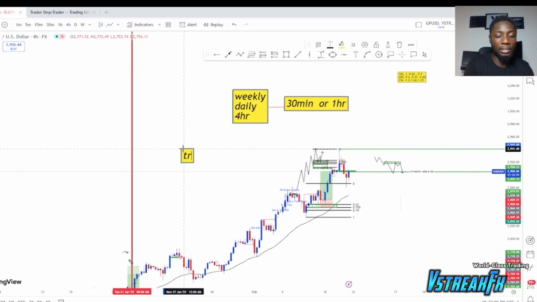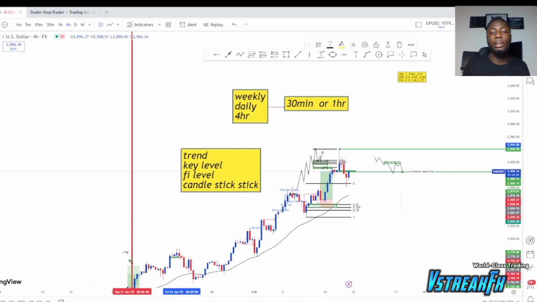To take a trade, you must identify the trend. You must have a key level. You must have your fib level. You must have your candlestick signal. You must possibly have a trend line.